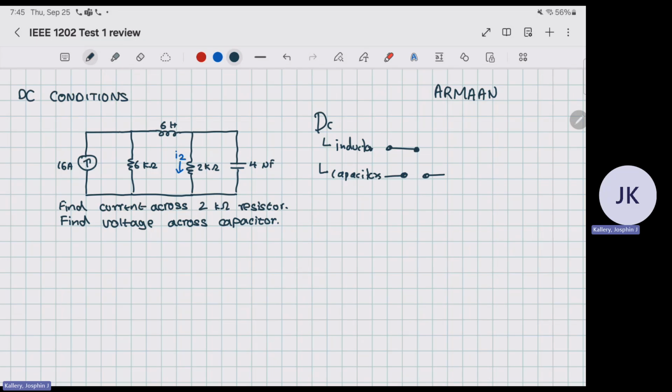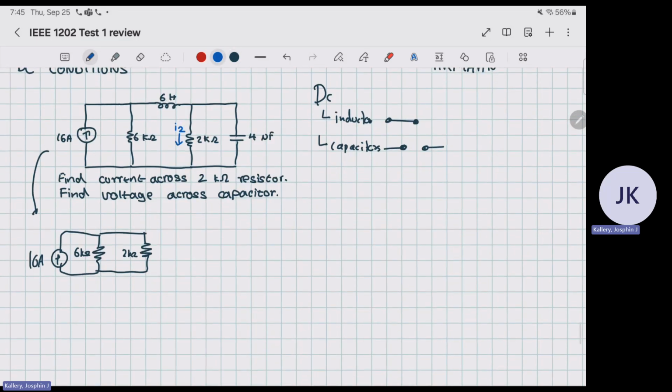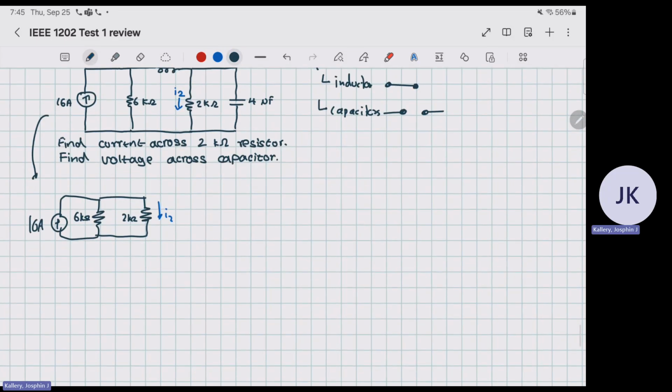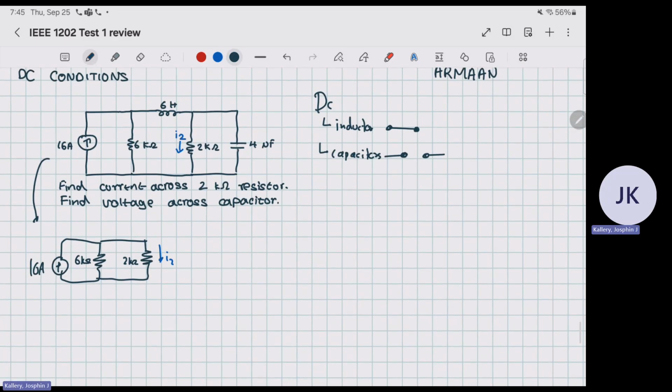So first, let's redraw this circuit to represent that DC condition. Once again, we have our current source supplying 16 amps. We still have our resistor. And this time the inductor, remember how we said it's a piece of wire now? So that's going to short it. Then we have our other resistor. So this is 6 kilo ohms. This is still 2 kilo ohms. And the capacitor we mentioned was an open circuit, right? So we can just omit it from our current model. Once again, we have I2 flowing over here.